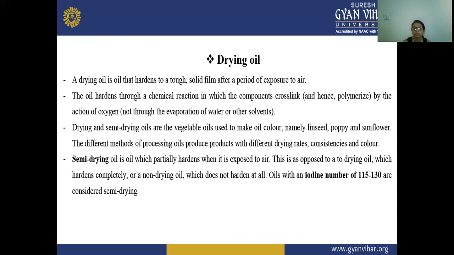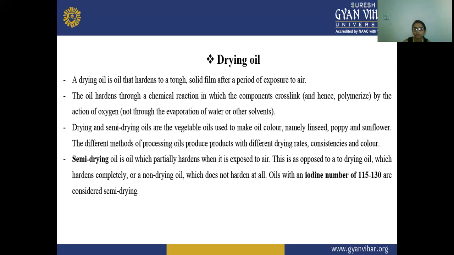Next is the drying oil. The drying oil is the oil that hardens to a tough solid film after a period of exposure to air. This oil hardens through a chemical reaction in which the components cross-link and polymerize by the action of oxygen. The drying and the semi-drying oils are the vegetable oils used in making colors, namely linseed oil, poppy, and sunflower.